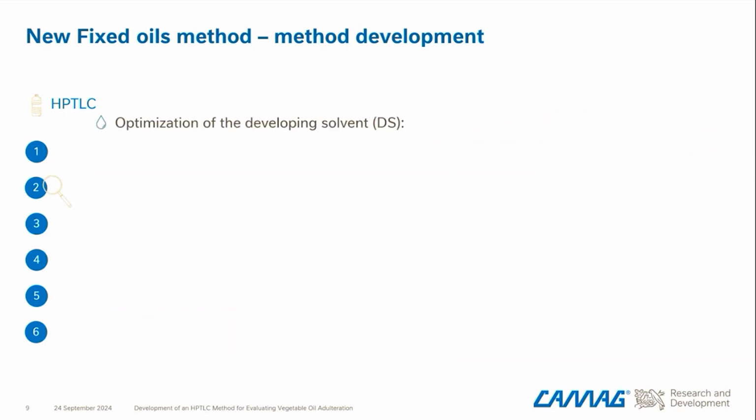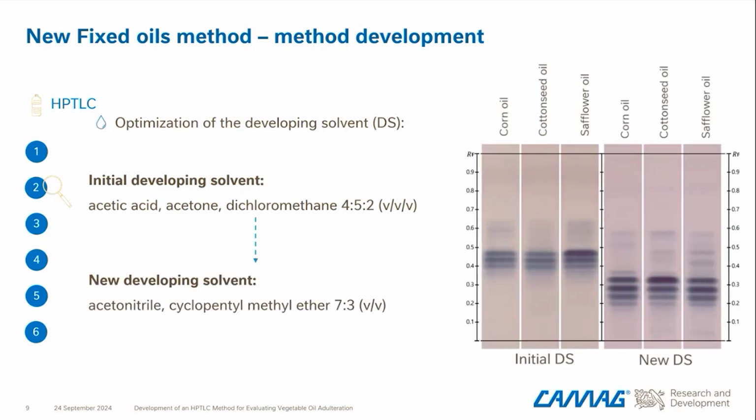For the second part, we optimize the developing solvent. In the current method, it's using acetic acid, acetone, dichloromethane. We did several tests to optimize the method, and taking into account that we wanted to have some green solvent also, we came up with a new developing solvent using acetonitrile and cyclopentyl methyl ether, 7:3 as ratio. Cyclopentyl methyl ether, we call it CPME. It's a green solvent. So you see now the result on the right side.